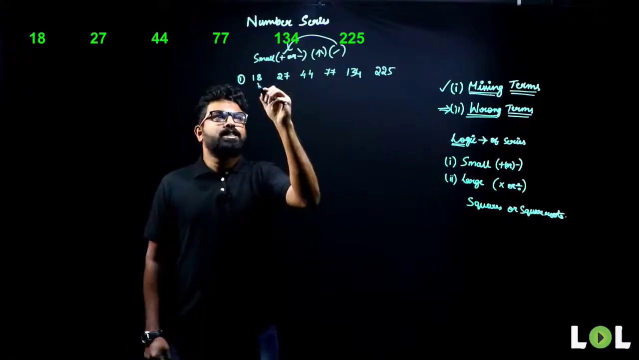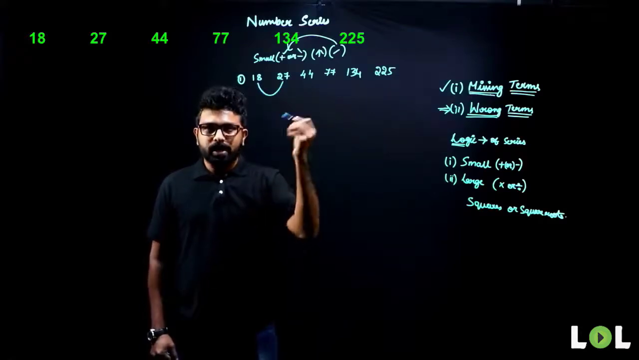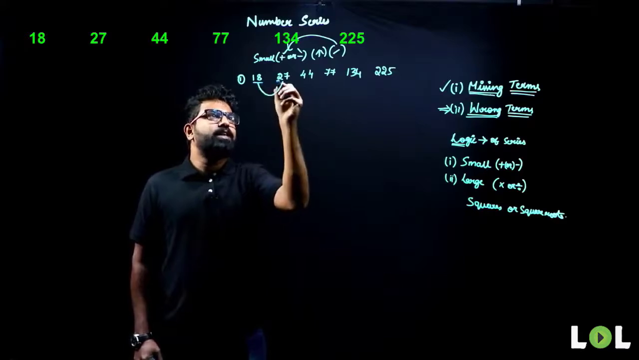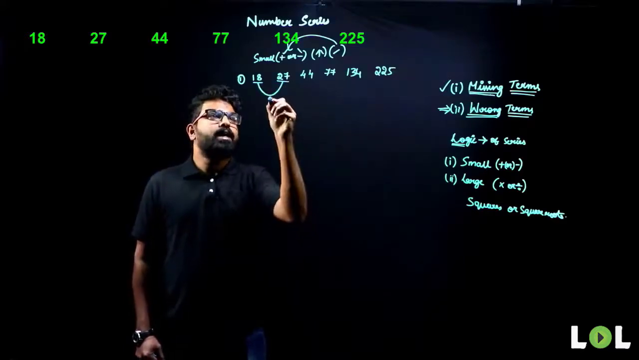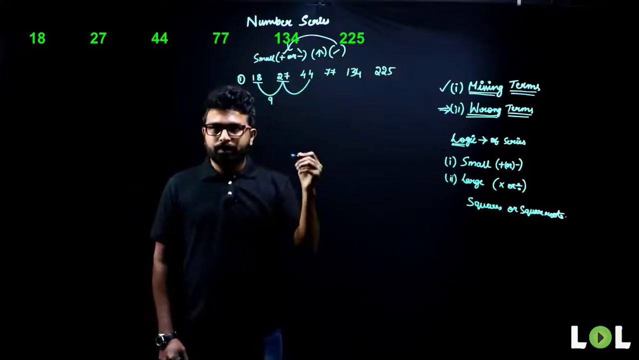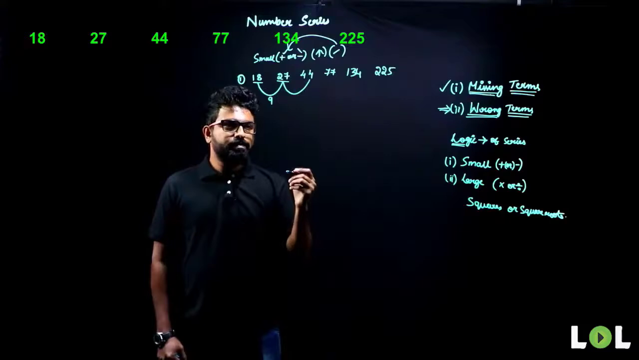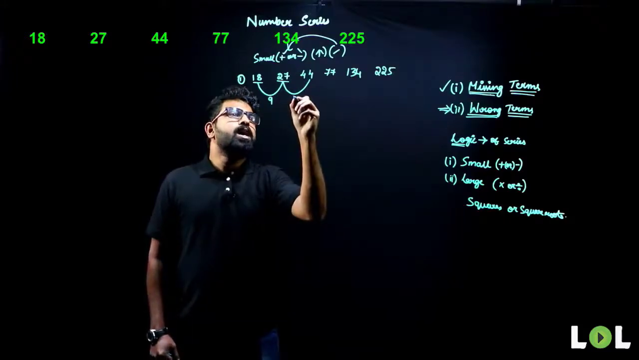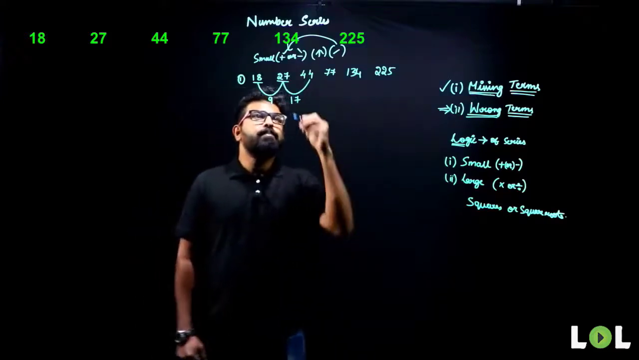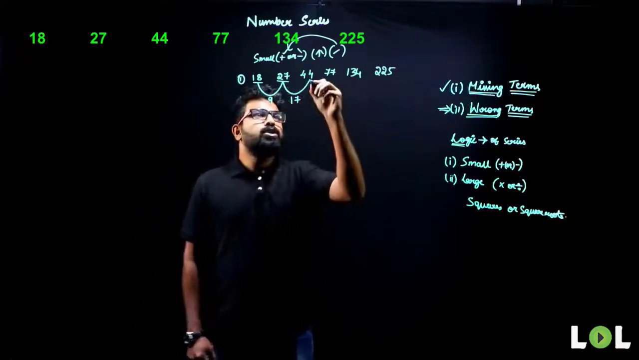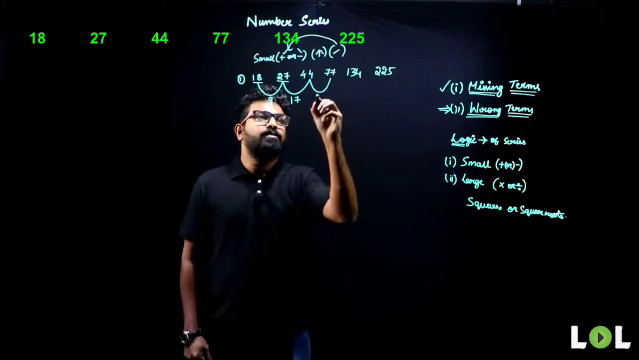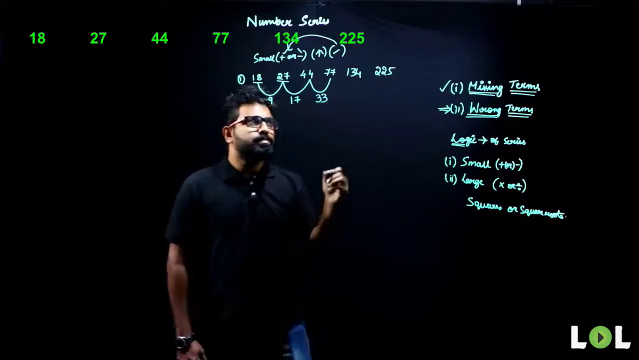So what did I do next? I started taking the difference between the 2 terms. What was the difference between 18 and 27? If I take the difference between 18 and 27, I get 9. What if I take the difference between 27 and 44? 27 plus 7 gives me 34, plus 10 gives me 44. So the difference is 17. What will be the difference between 44 and 77? I'll get the difference as 33.